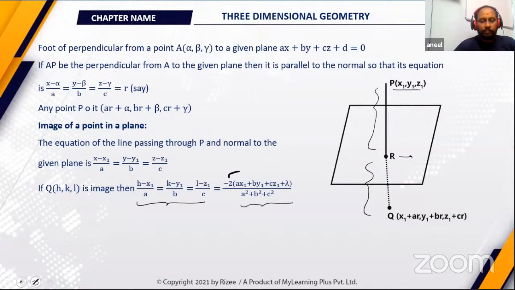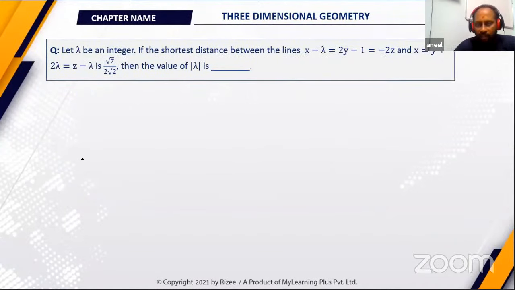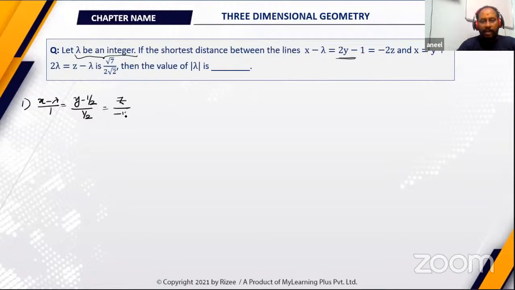Okay. Now, based on that, this is one most critical problem asked last year because of the condition that lambda needs to be an integer. What has been told? The shortest distance between the lines. What are the lines given to us? The first line is x minus lambda by 1 equals 2y minus 1. I am taking 2 common and writing it as y minus half by half, equal to, here minus 2z, I shall be writing it as z minus 0 by minus half.